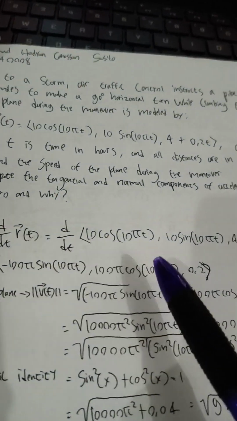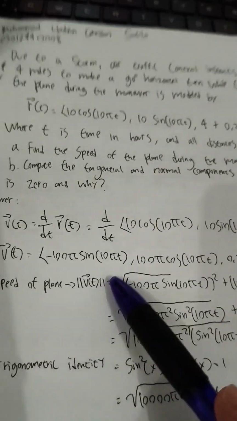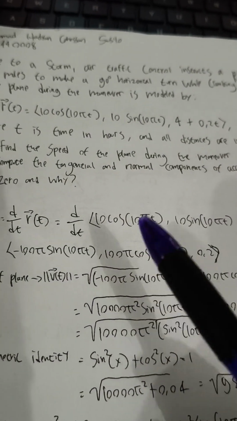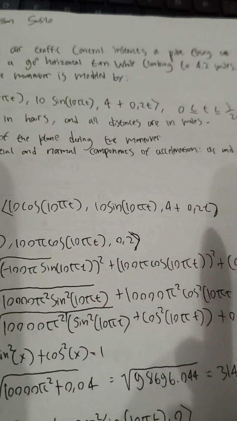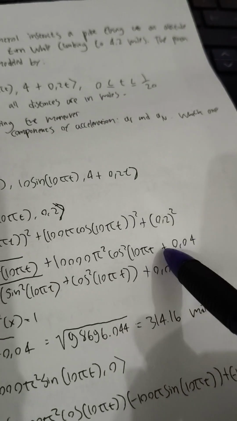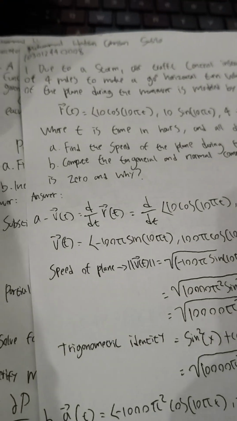I have to do two things. A, find the speed of the plane during the maneuver, and B, compute the tangential and normal components of acceleration, a_T and a_N. Which one is 0 and why?